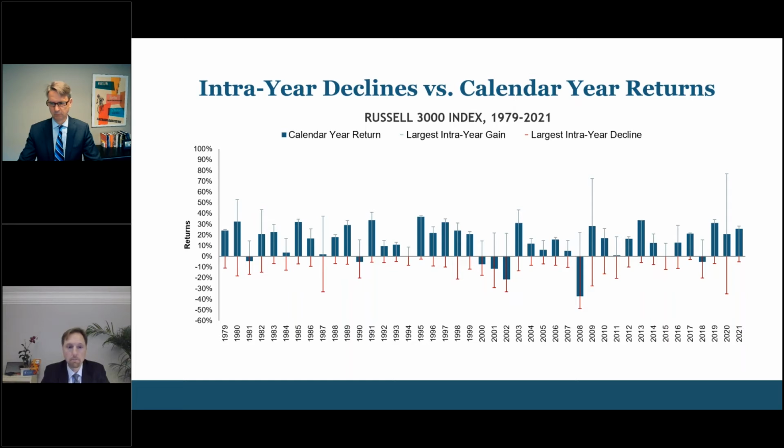And so more often than not, those bars are positive. They're pointing up. This is the Russell 3000 index, so now 3,000 companies in the United States stock market. The little skinny lines, whether they're the blue ones going up or the red ones going down, are showing you that during that same calendar year, however, there might have been a lot of variability in the prices of stocks.